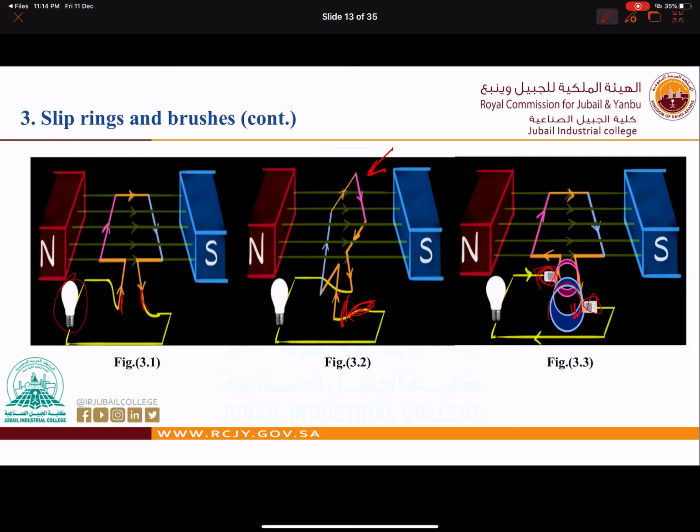So now I have explained the slip rings and brushes. What is the importance of a slip ring and what is the importance of brushes? The brushes are going to absorb the current. The slip rings are going to avoid twisting of the wires.